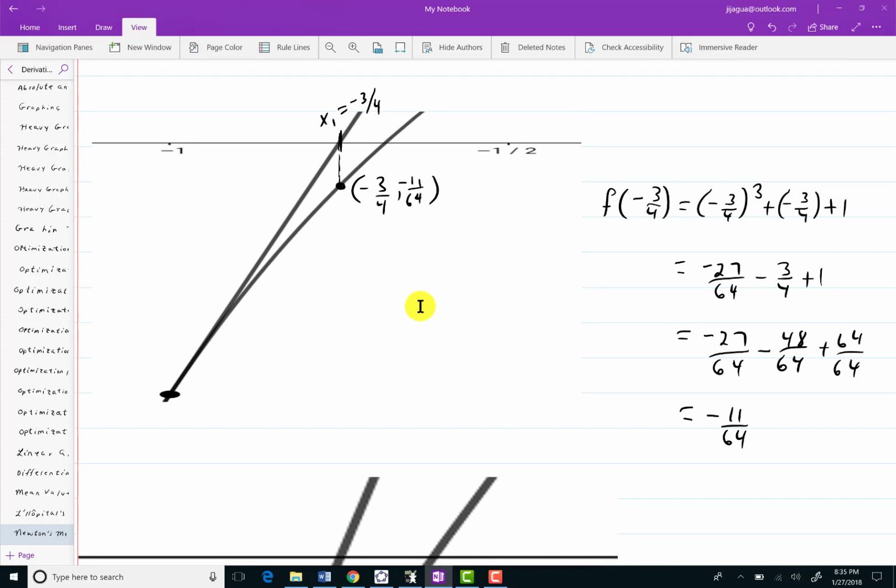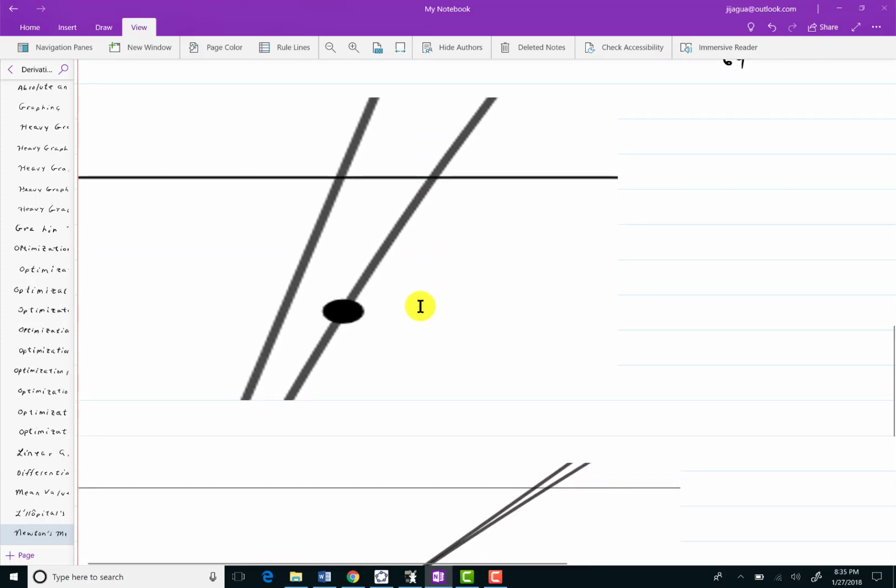Now, in the next step, I'm just identifying the point much more closely. This here is negative 3/4. X1 equals negative 3/4. A million different views. And this is negative 3/4, comma, negative 11 over 64. My next guess then, I'm going to draw a tangent line. I'm going to draw a new tangent line through this point that's going to strike the x-axis even closer.